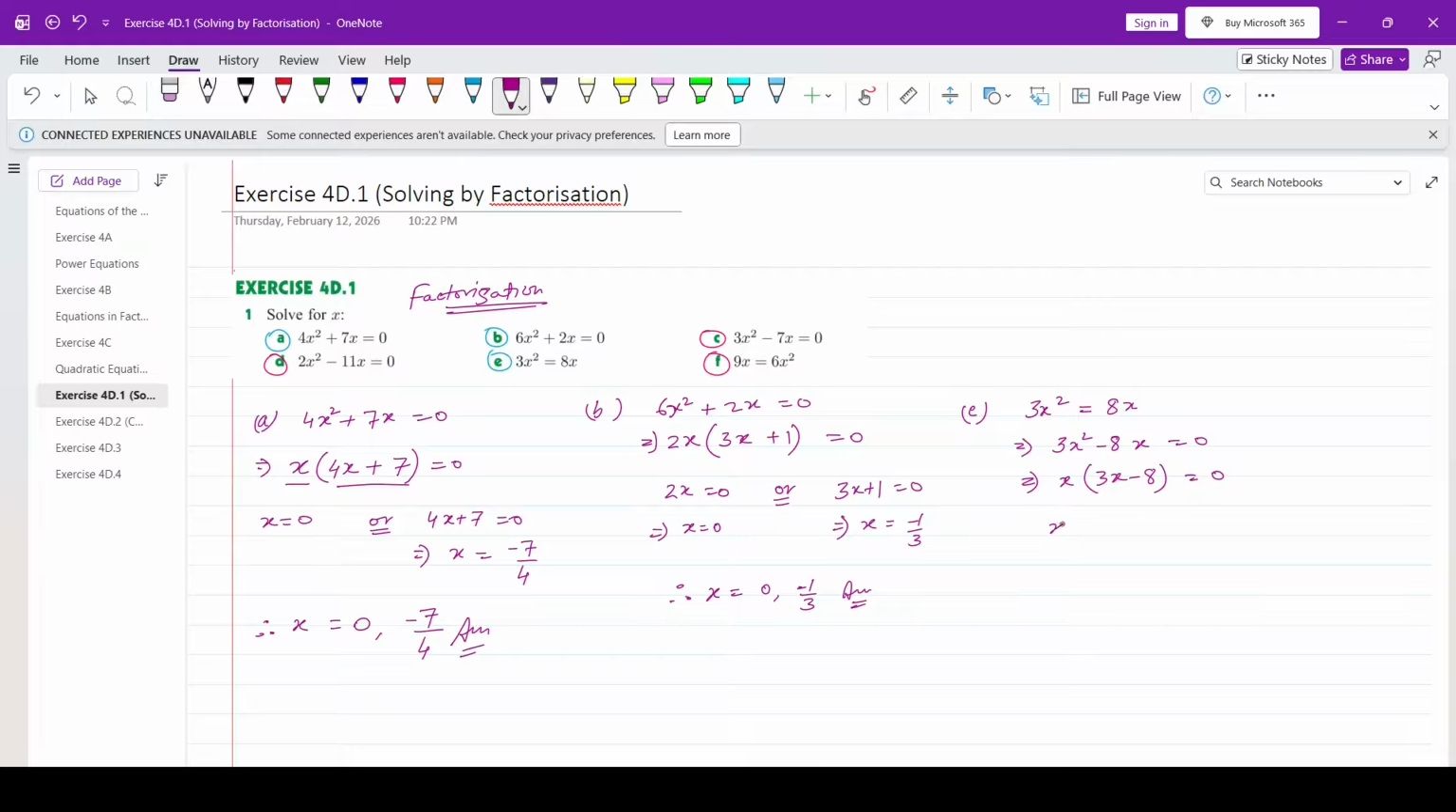So from here we can say x is equal to 0 or 3x minus 8 is equal to 0. So from here we can say x is equal to 8 divided by 3. Hence we can say x is equal to 0 or 8 by 3. That's the answer. So the ones marked in red are for you to do on your own. I'll go to the next question.